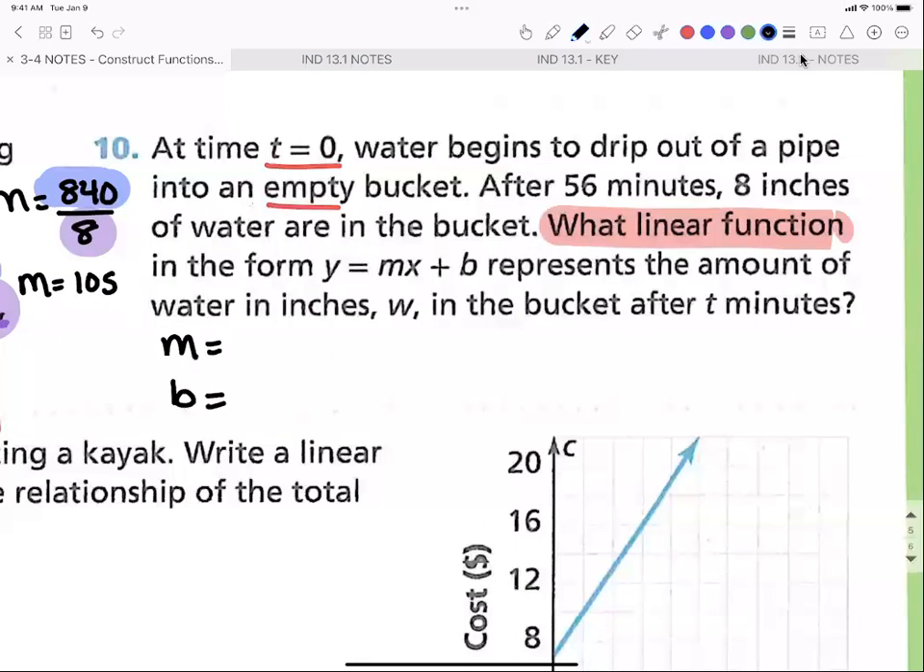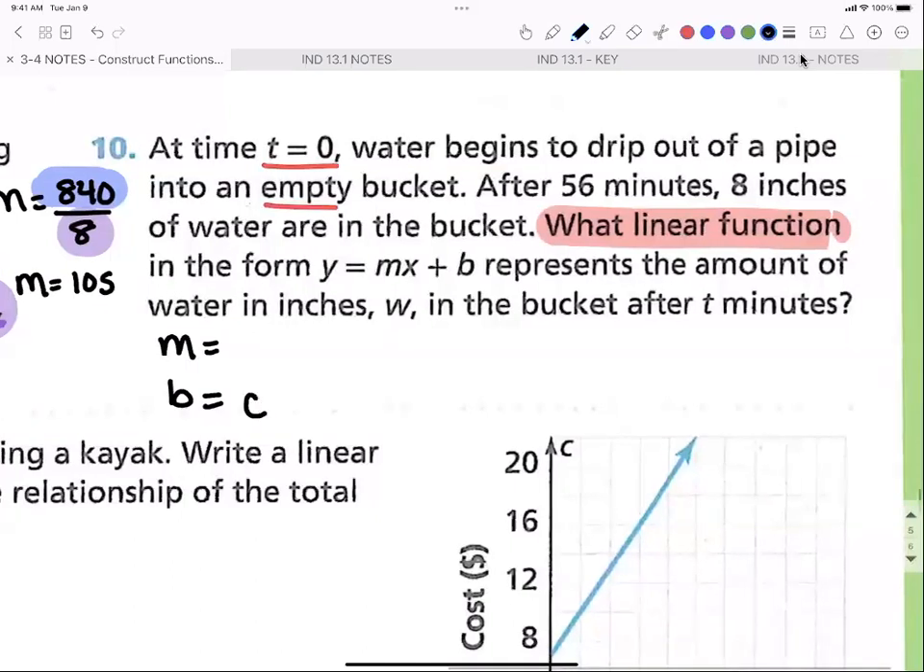What do I know my B is? Because they tell me at time 0, I have an empty bucket. 0, good. I need my M. My M is some change here. What's changing? Well, after 56 minutes, I get 8 inches of water in the bucket. When I did this key the first time, I just put 56 over 8 because I'm so used to the big number being on top. It's not always the case.